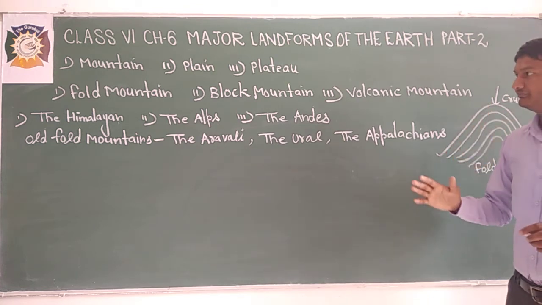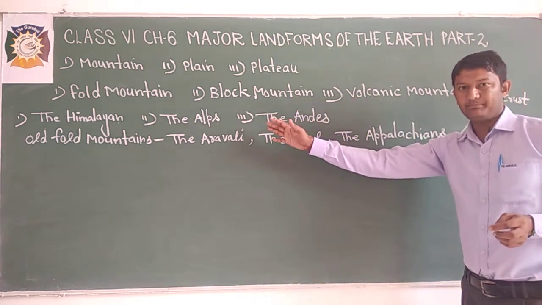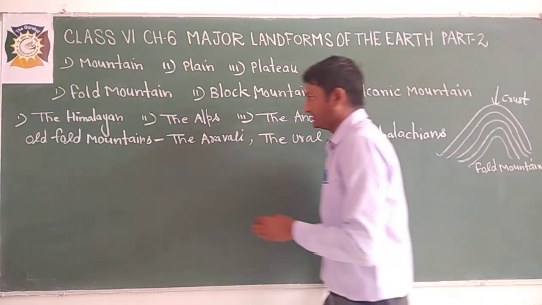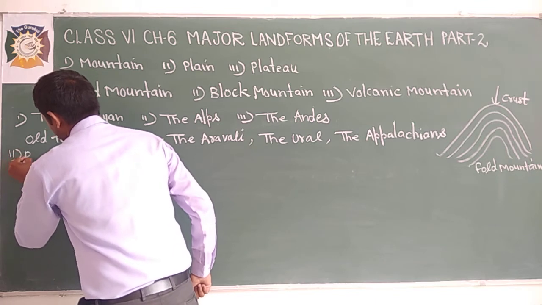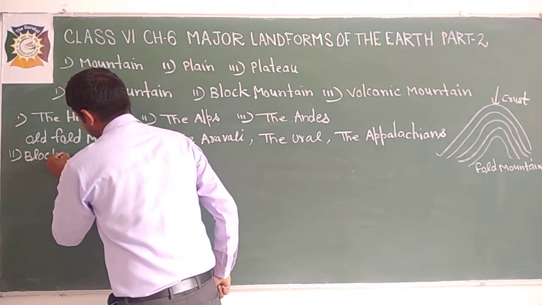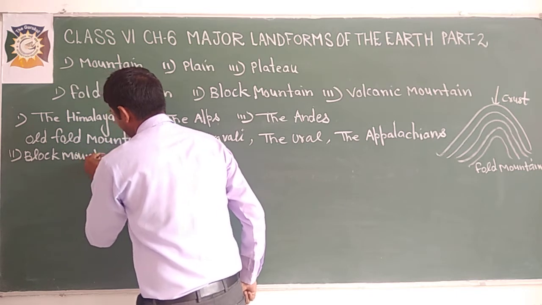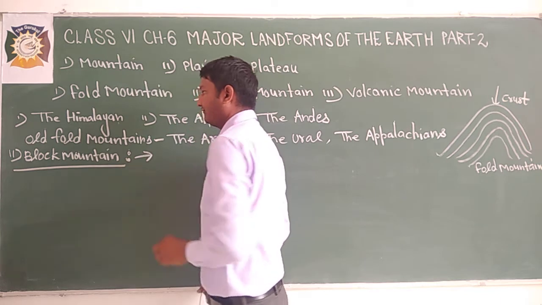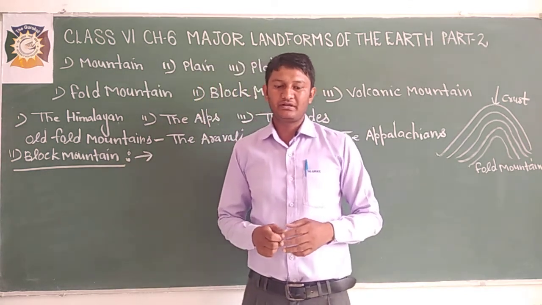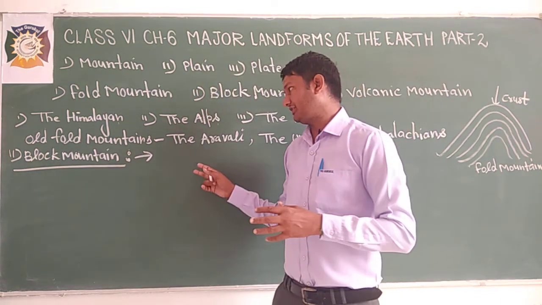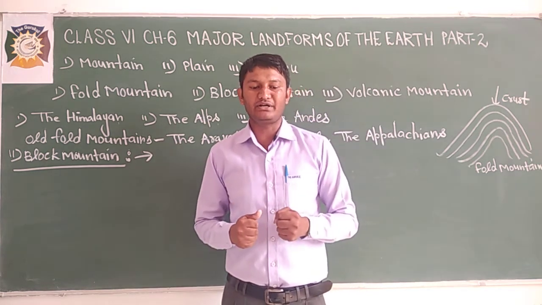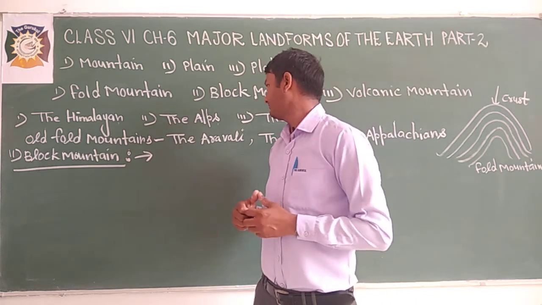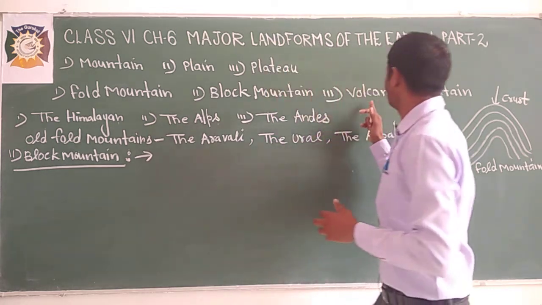Now let us move to the second type of mountain, the block mountains. Let us come to know about this. First of all, we will come to know the formation of block mountains. Then we will come to know the examples of block mountains, and thereafter we will discuss the third type, known as volcanic mountain.